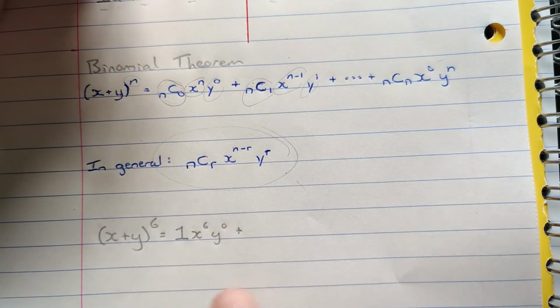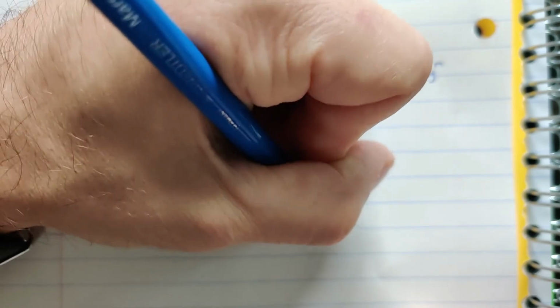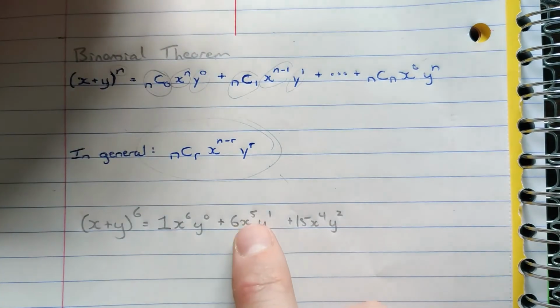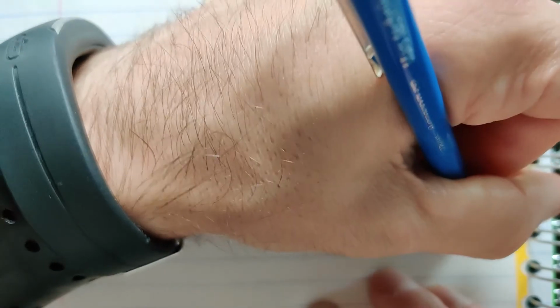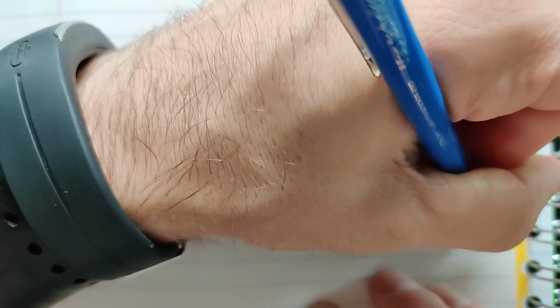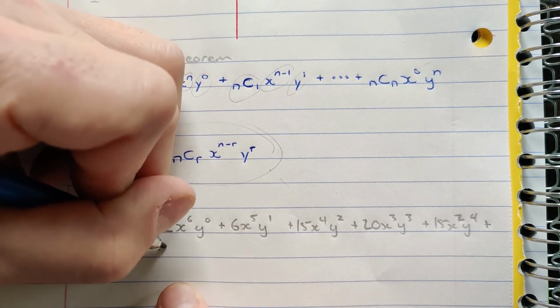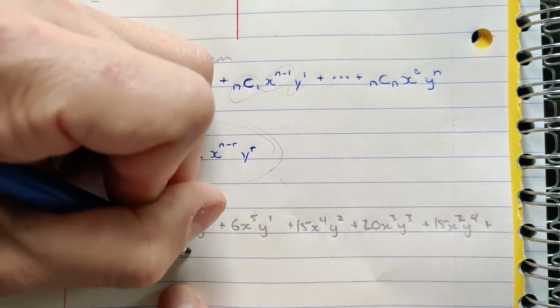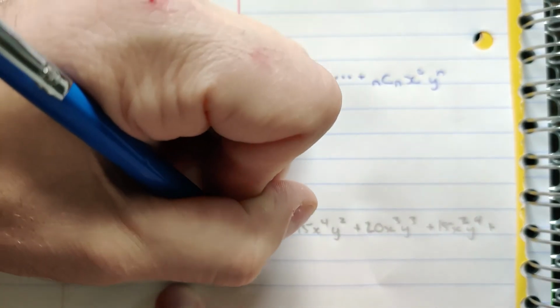Plus, and then we go to the next term, which would be 6 for the coefficient, x to the 5, y to the 1, plus the next coefficient is 15, x to the 4, y to the 2. So I bring the x down, I bring the power on the y up, plus 20 is next, x to the 3, y to the 3, plus 15, x to the 2, y to the 4, plus the next one is 6, x to the 1, y to the 5, plus 1, x to the 0, y to the 6.